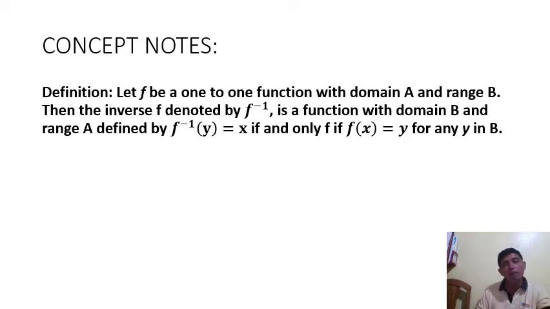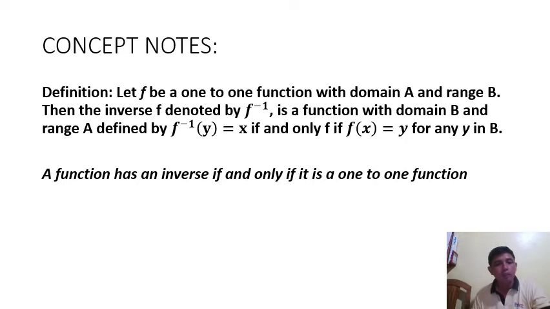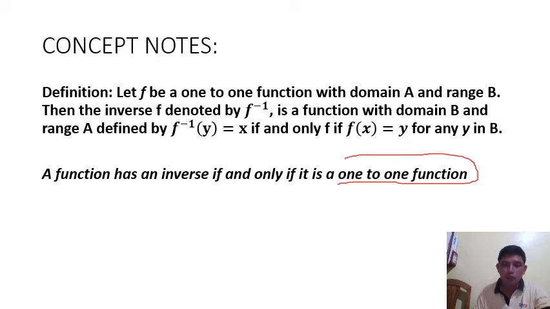But not every function has an inverse. Okay? As stated here, a function has an inverse if and only if it is a one-to-one function. As discussed earlier, a one-to-one function is a function wherein each element of the domain has a unique output. So if your function is one-to-one, it has an inverse. Okay.